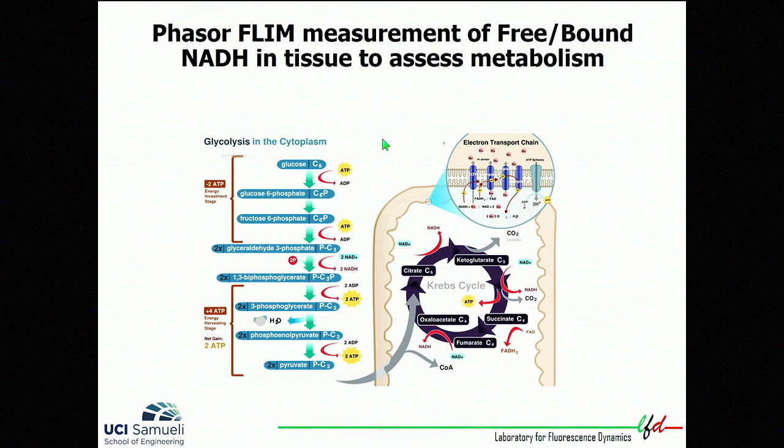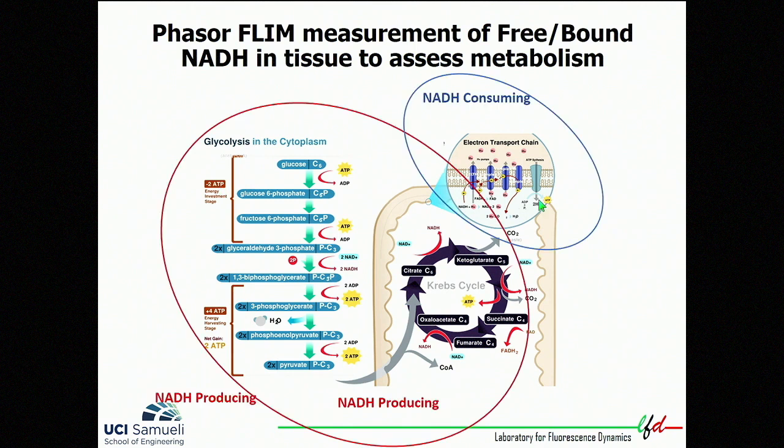So what's important in metabolism is the fact that as cells undergo a normal metabolism, they're actually using mitochondrial respiration, and this is a NADH consuming step.